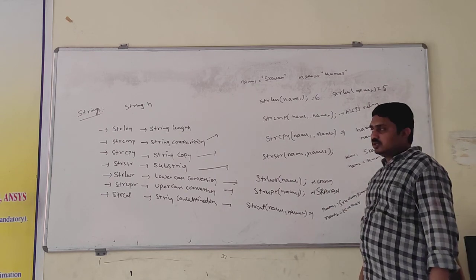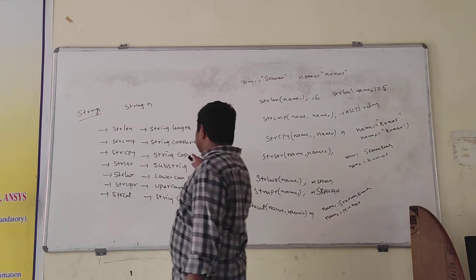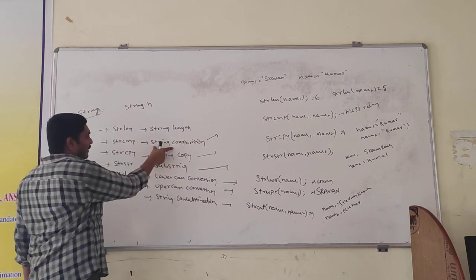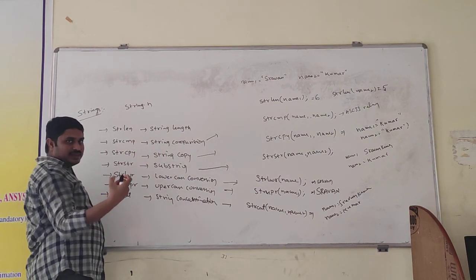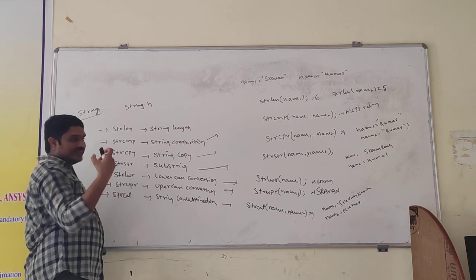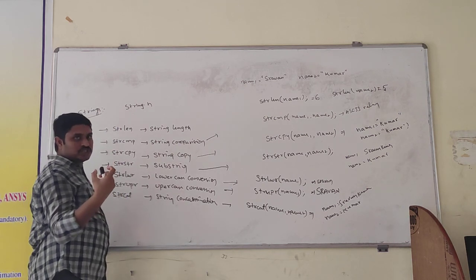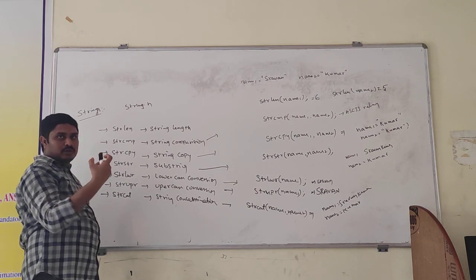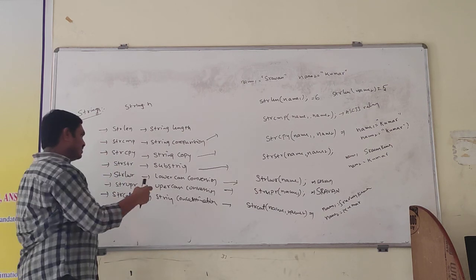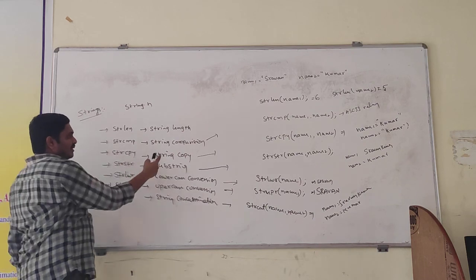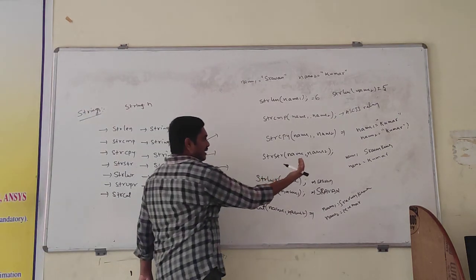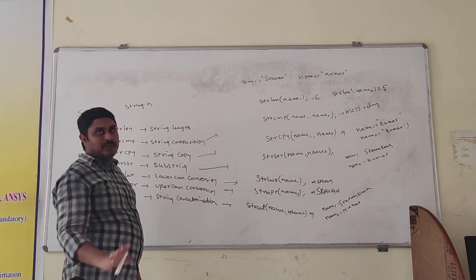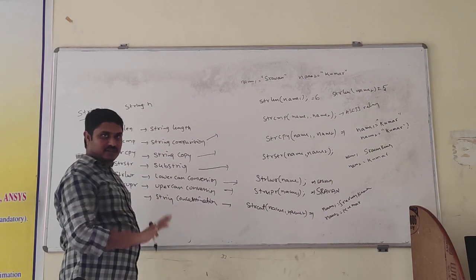These are the string library functions. String length, it returns the number of characters in that string. String comparison, it compares two strings and returns either 0 or 1. If it returns 1, then both strings are same. If it returns 0, then both strings are not same. strcpy. The second string is copied to the first string and the second string is not changed, but the first string is also converted into the second one.